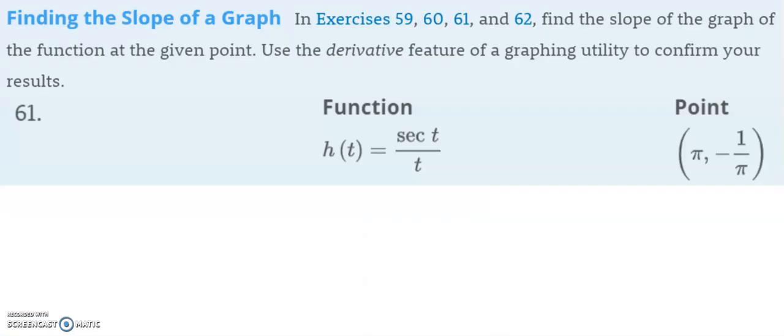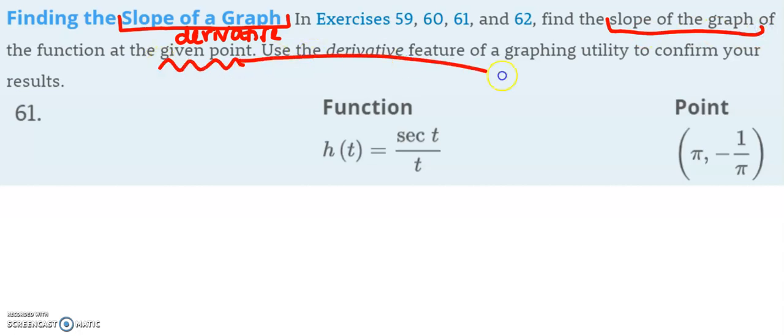Make sure that when you think about the slope of a graph, you should be thinking slope at a point, right? Because slopes change if you have a function that's not a line, in which case you are finding the derivative. So find the derivative of the function at the given point. Use the derivative feature of a graphing utility to confirm your results. So here's how we do that.